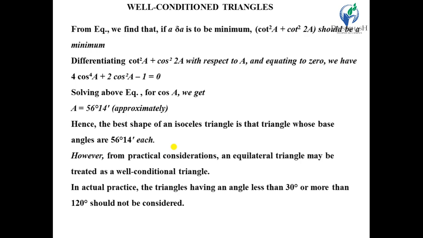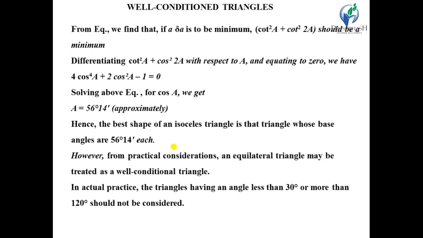From the equation we find that for delta A to be minimum, cot square A plus cot square 2A should be a minimum. So, by differentiating cot square A plus cot square 2A with respect to A and equating to 0, we have 4 cos square A plus cos square A minus 1 is equal to 0. By solving this equation for cos A, we get A is equal to 56 degrees 40 minutes. Hence, the best shape of an isosceles triangle is the one whose base angles are 56 degrees 40 minutes each. However, from practical consideration, an equilateral triangle may be treated as a well-conditioned triangle.